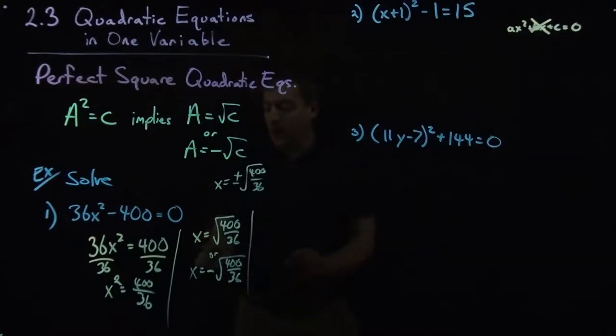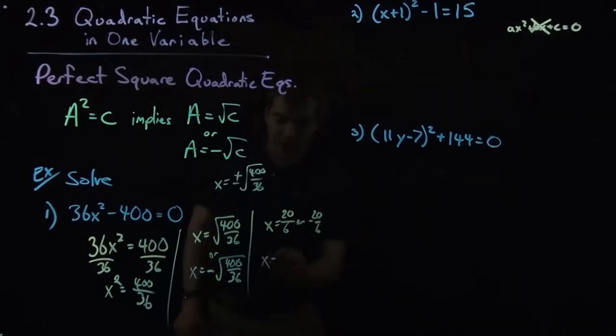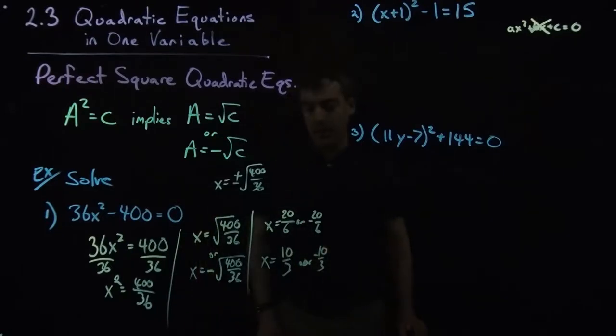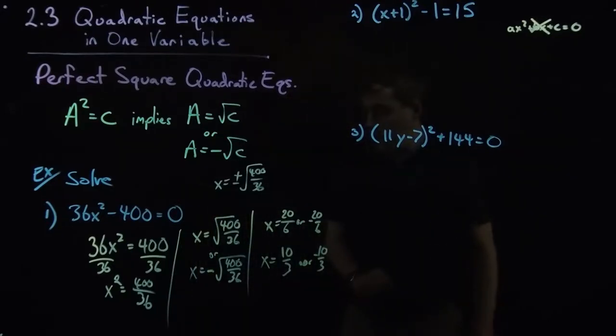Okay, now we should simplify this. The square root of 400 is 20. The square root of 36 is 6. So we've got that, or negative 20 over 6, and that simplifies to 10/3, or negative 10/3.